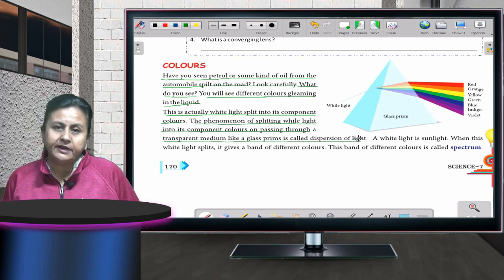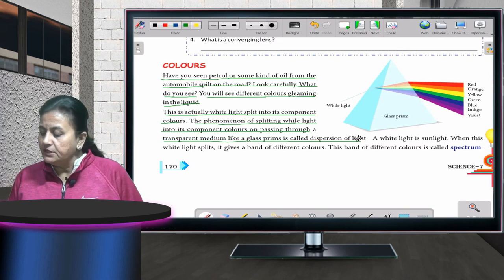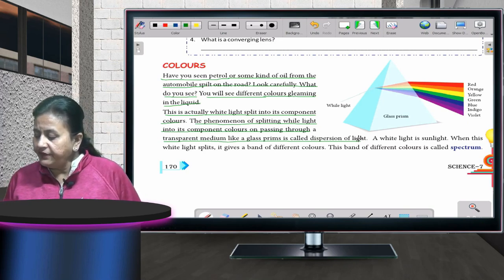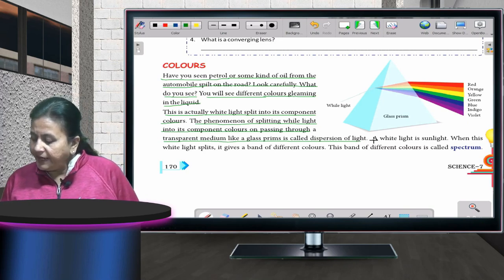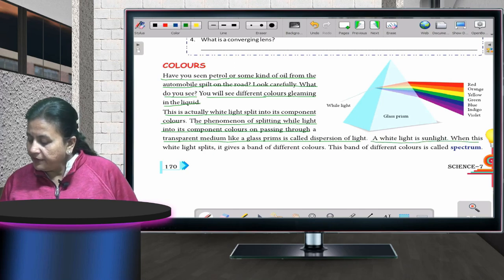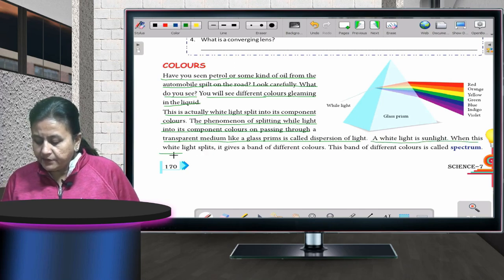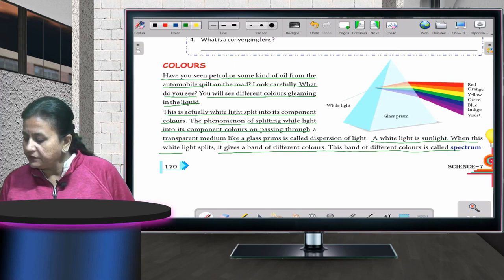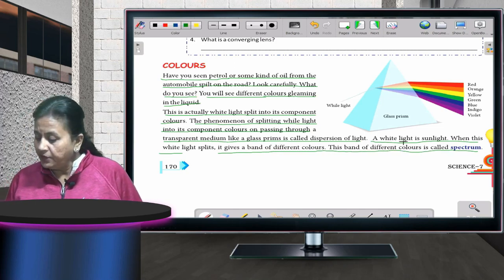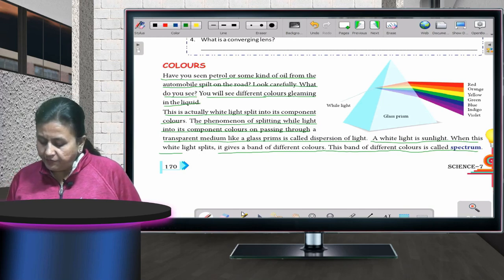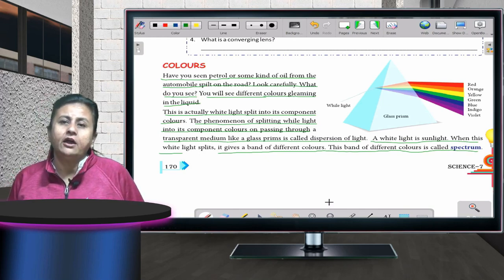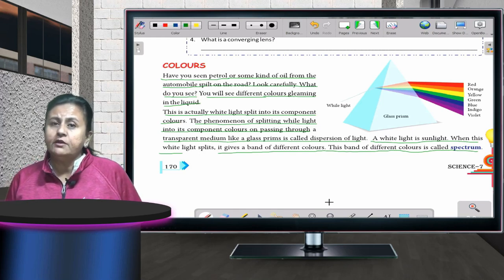Light is actually white in color, but it is made up of 7 different colors. White light is sunlight. When this light splits, it gives a band of different colors. This band of different colors is called a spectrum. You must have seen the rainbow also. After the rains, you see the rainbow in the sky. How many colors does it have? It has 7 colors, and we name it Vibgyor.